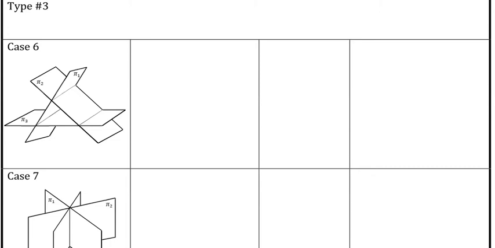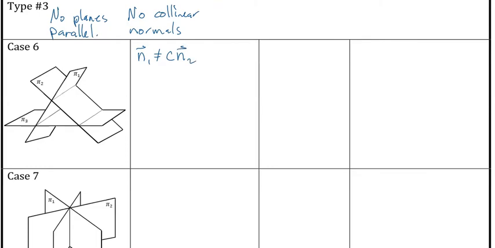No collinear normals. And we're going to show that here: N1 not equal to C times N2, not equal to K times N3. And same thing here, because we've already done that test. That's why we're on the back of the page, because we know that there are no parallel planes.